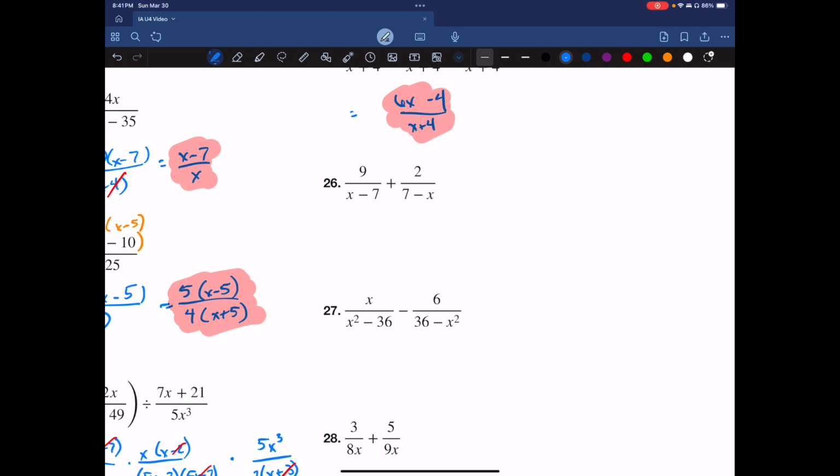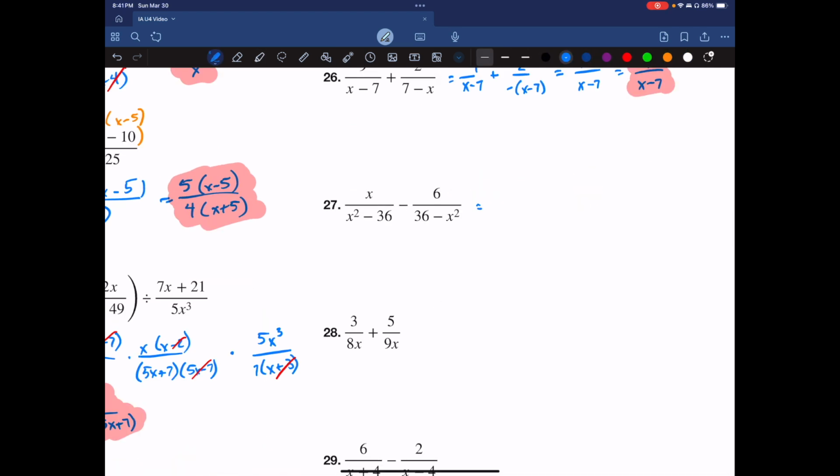So there's that. Now, starting with 26, our denominators are not exactly the same. We need to adjust. This is the same thing as 9 over x minus 7 plus 2 over, if I factor out a negative, I can get the x minus 7 to show up, which means this is the same as 9 minus 2 over x minus 7. So it's going to be 7 over x minus 7.